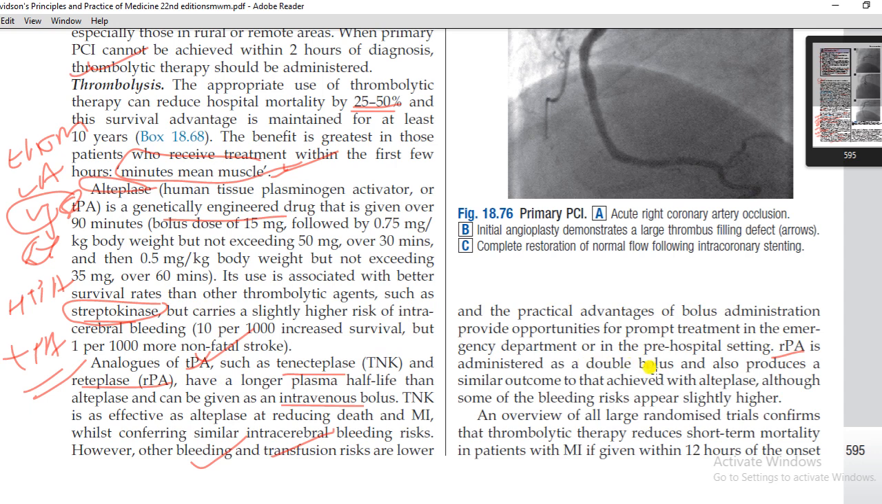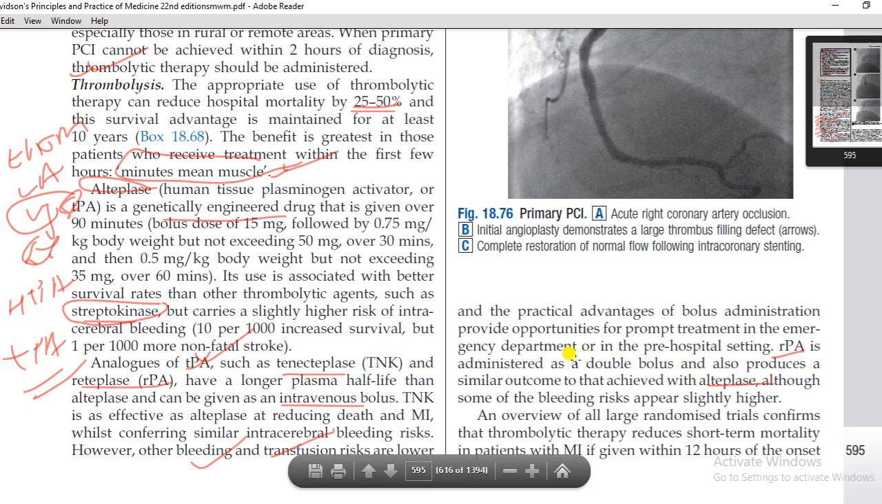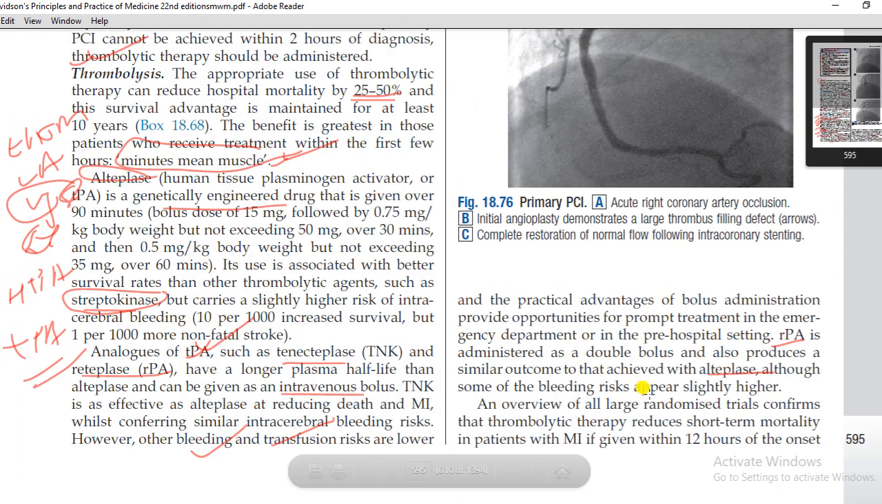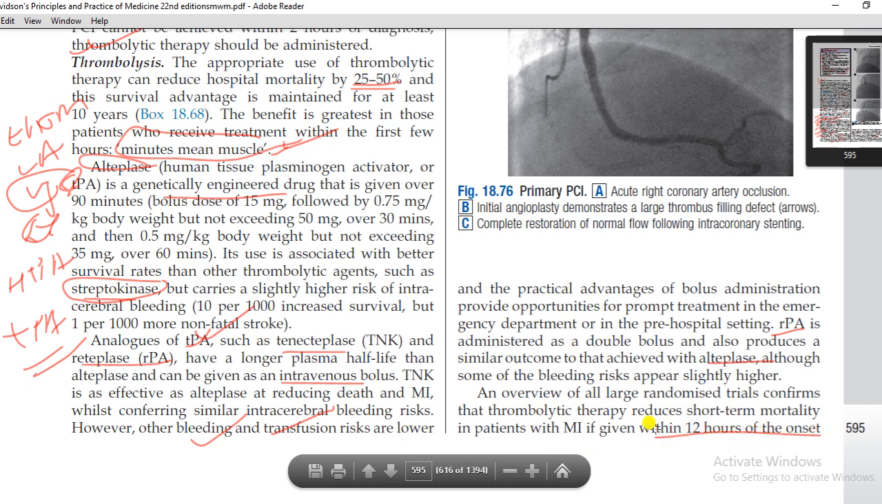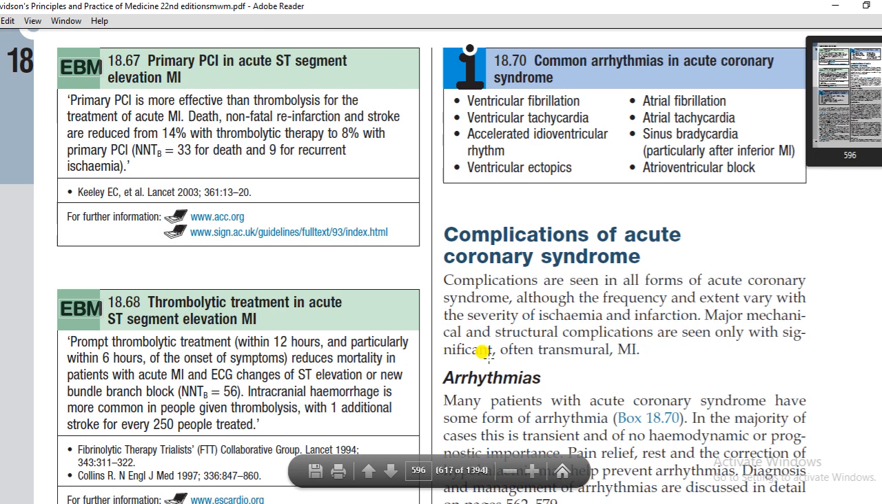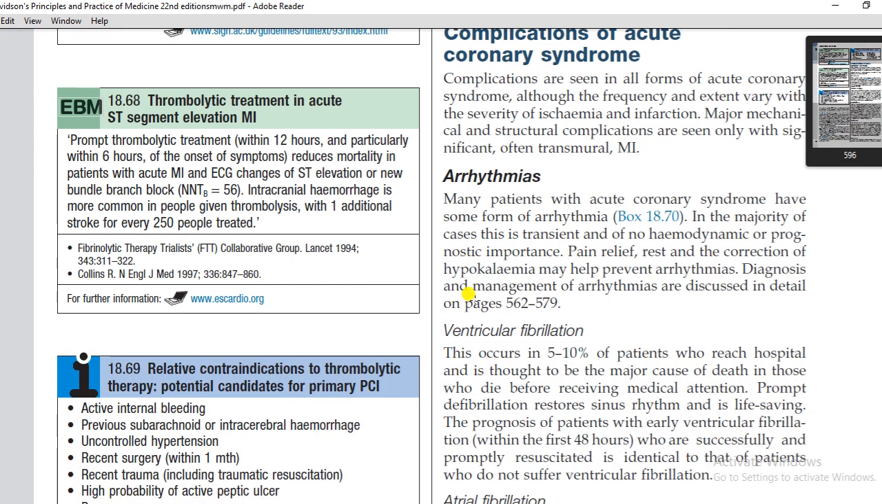rPA is administered as a double bolus and also produces similar outcome to that achieved with alteplase. Although some of the bleeding risk appears slightly higher, an overview of all large randomized trials confirms that thrombolytic therapy reduces the short-term mortality in patients with myocardial infarction if given within 24 hours of the onset.